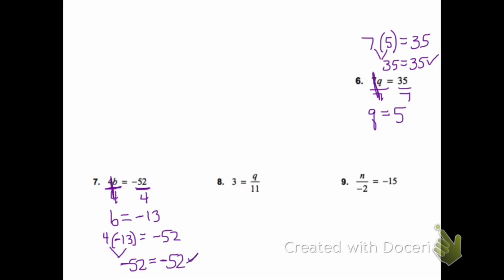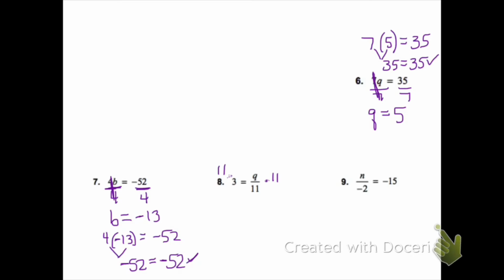Okay, moving on to number 8. 3 is equal to q divided by 11. So q is being divided by 11. We need to multiply both sides by 11. Oh, that's a terrible multiplication dot. I can't really quite get it thick enough. Sometimes I make a lot of little dots there. But we're going to show that we're multiplying both sides by 11.